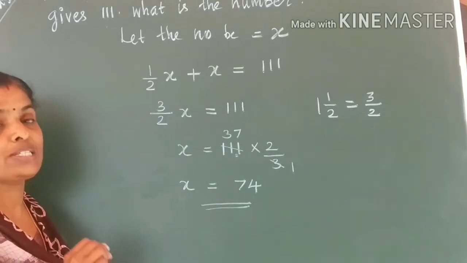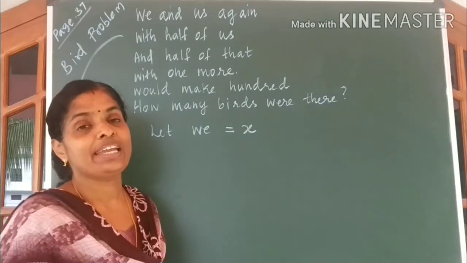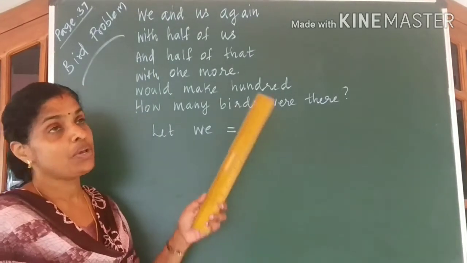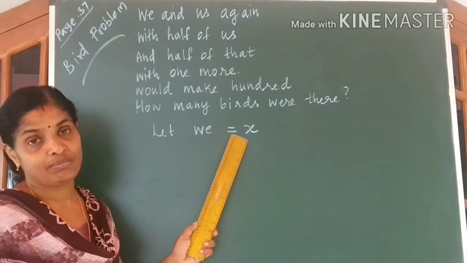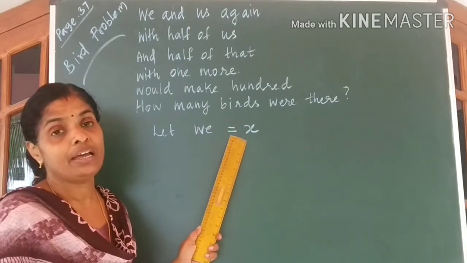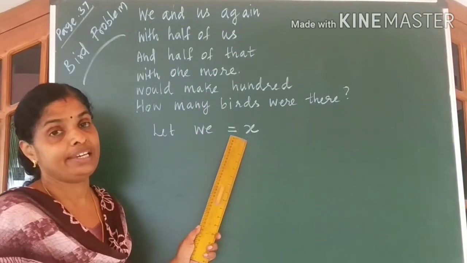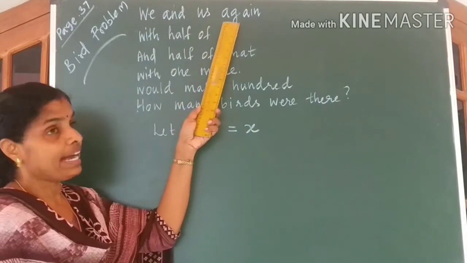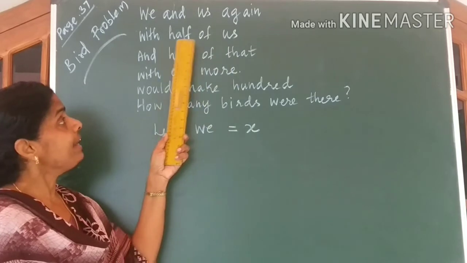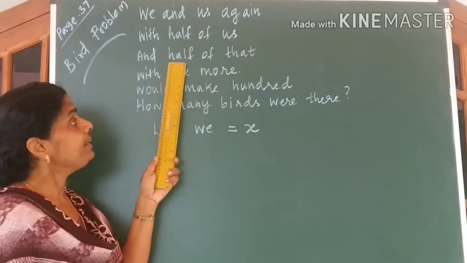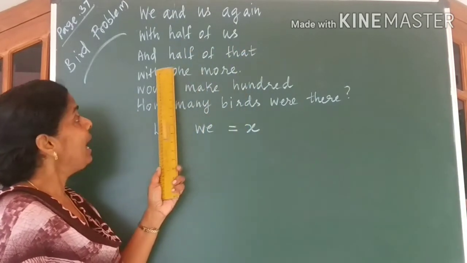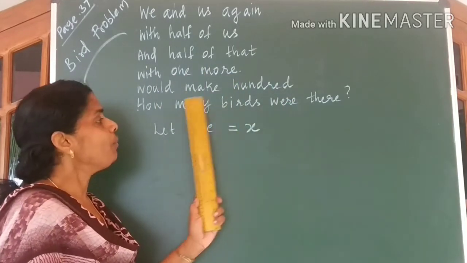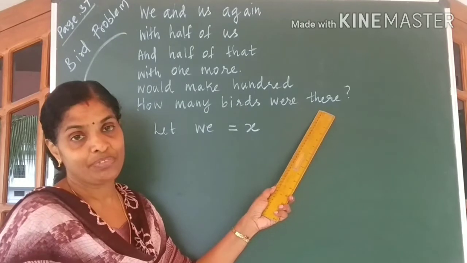Come to the next question. Look at the second question. Here the answer of a bird is given. When asked about how many of you are here, a bird replied, we and us again, and half of us and half of that with one more would make 100. How many birds were there?